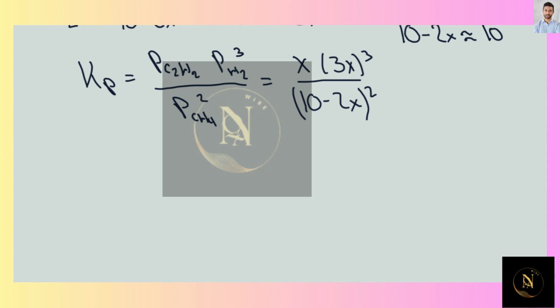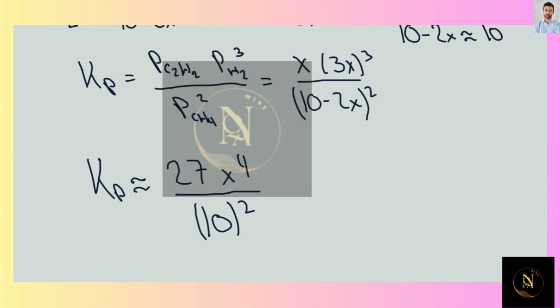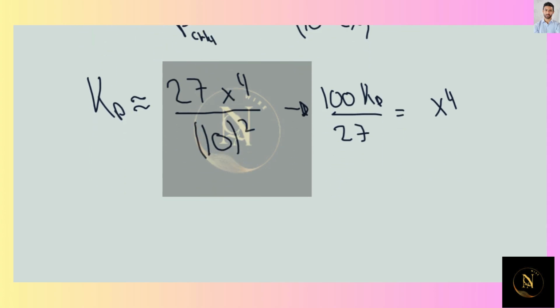So, using this approximation, the value for Kp now becomes approximately x times 3x to the cube. So we're going to have 27x to the 4, and on the denominator, we're going to put directly 10 squared. So now our equation is going to be 100 times the value for Kp divided by 27 is equal to x to the 4. Thus, the value for x is equal to 100 times Kp divided by 27, all of this to the 1/4.